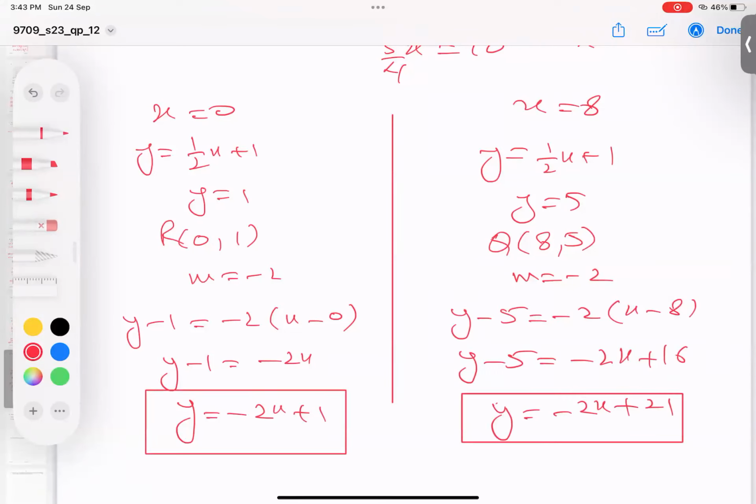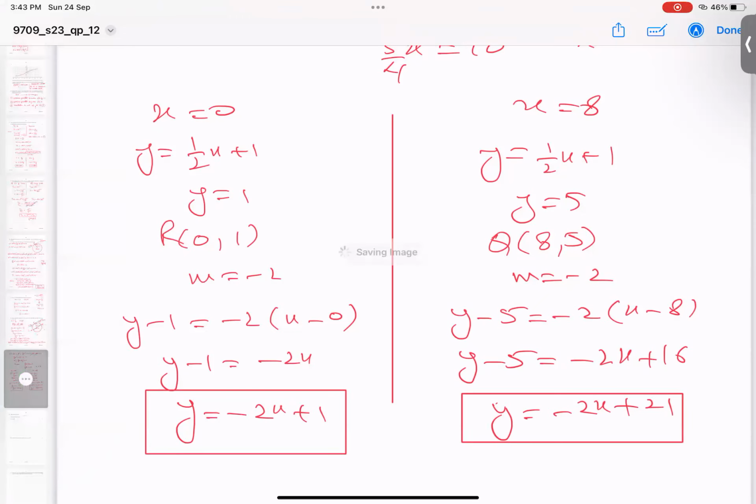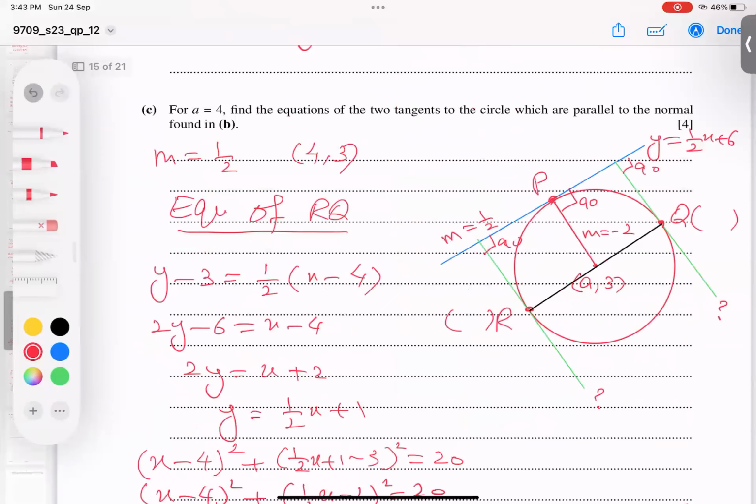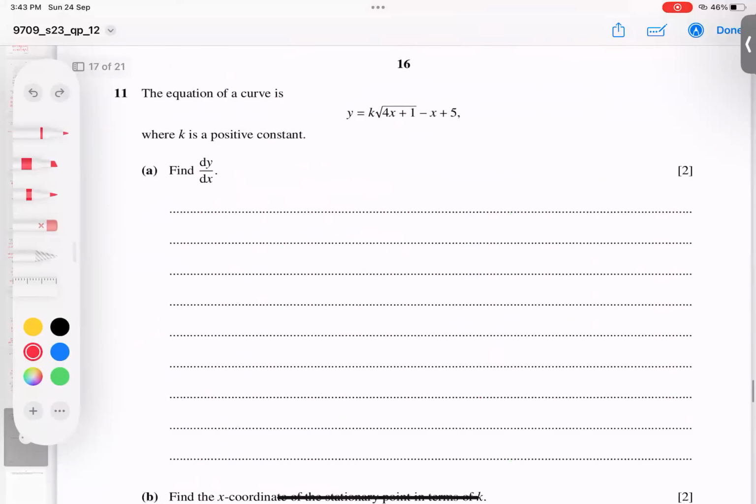So you have seen that we have done both equations of the normals. These two green lines were tough only because of how to get the P, R and Q coordinates. Let's go for question number 11.